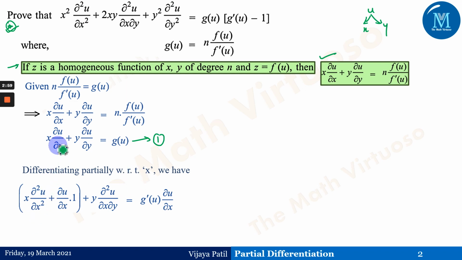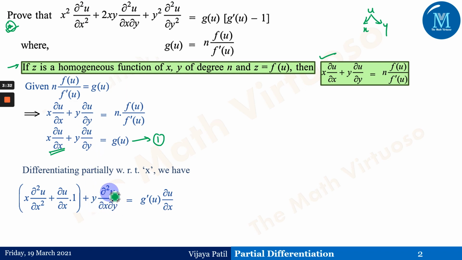So it would be x ∂u/∂x plus y ∂u/∂y is equal to g(u), and we are differentiating with respect to x. This first term is differentiated using the u into v rule: x into differentiation of the second, plus ∂u/∂x as it is into differentiation of x, which is 1. Now y is a constant, so we just differentiate the second term, ∂u/∂y, with respect to x.